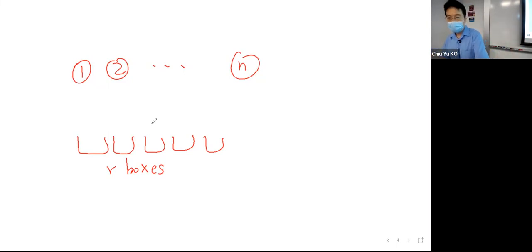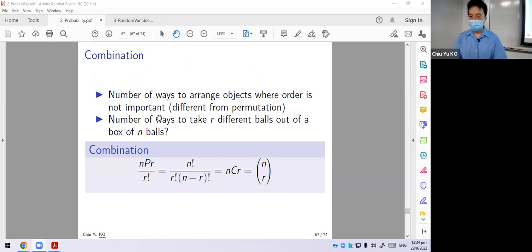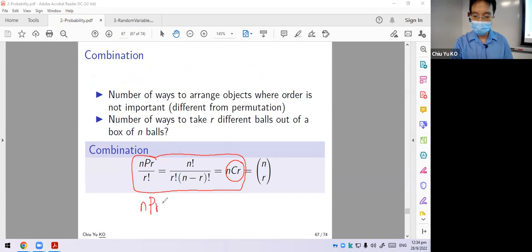Now, let's see the way you calculate. That is something we have almost learned already. The answer lies in this formula. What we call this is nCr. And the formula is like this: nPr is nCr times r factorial, or nCr times rPr, because rPr is r factorial.